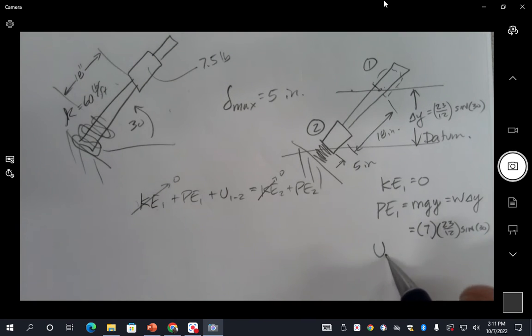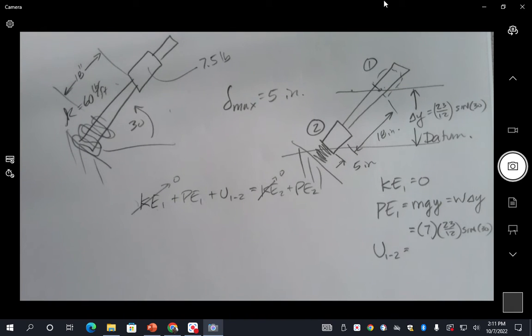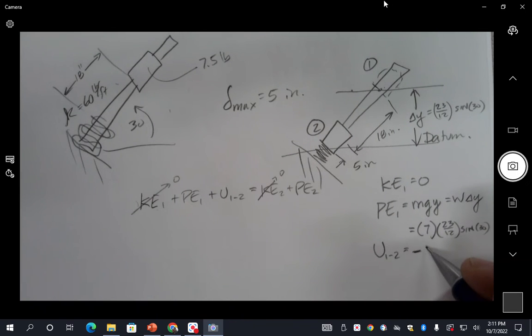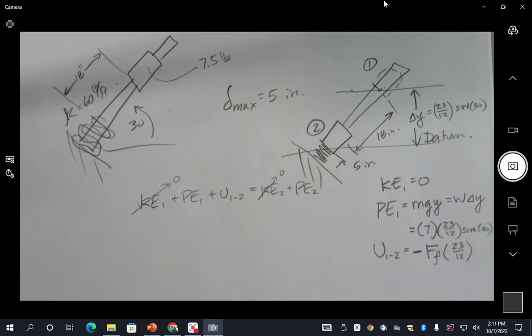What is my work and energy going to be? My work. Go back to what the problem is asking, right? It wants the coefficient of kinetic friction, right? So it's going to be frictional, right? Negative F. Do we know the friction force? No. Do we know the distance though? Yes. 23 divided by 12, right? 18 plus 5, that's the distance it has to go through.